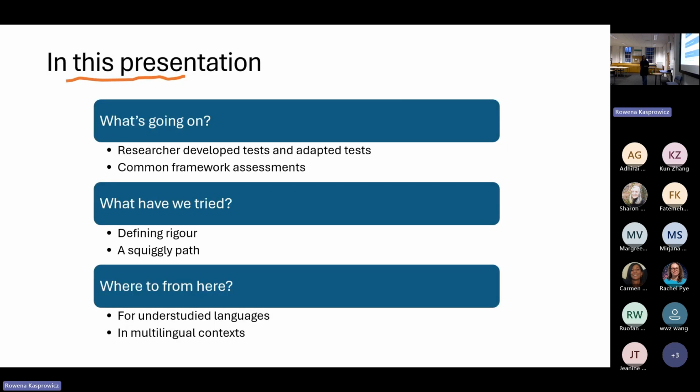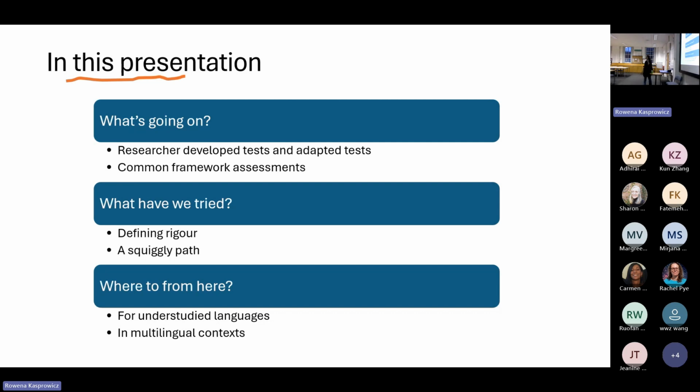So in this presentation, I'll start off by giving a very quick overview on what's going on. My work focuses mainly on the global south, so I will review what's going on in the global south, so low and middle income countries. I will focus on researcher-developed work, which is really university-led, and then also adapted work, which sometimes is university-led and sometimes it's also by independent assessors.